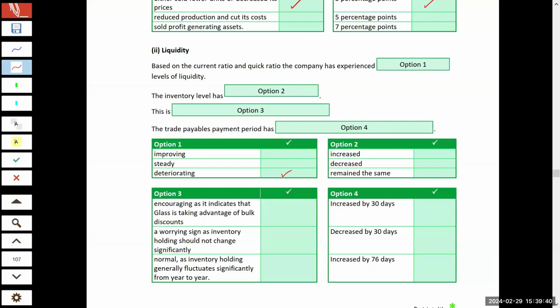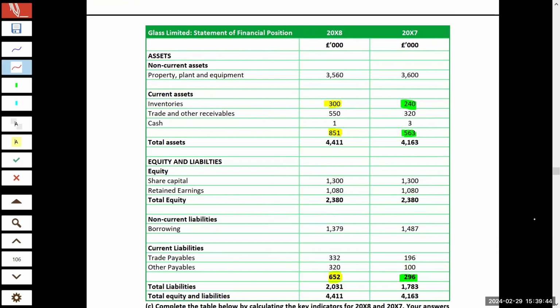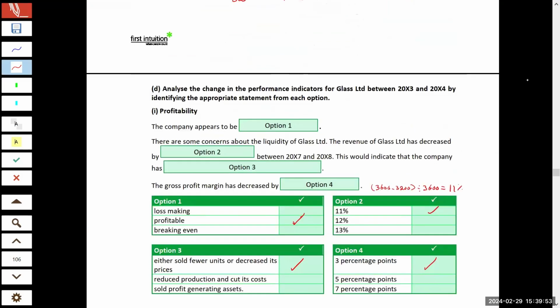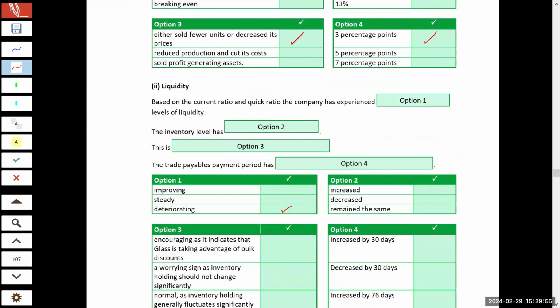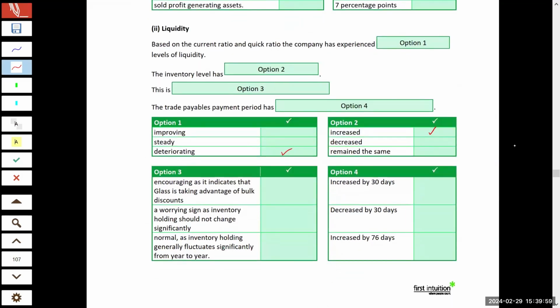The inventory level has what? What do I need to do? Just go to the statement, look at the levels of inventory. It has gone up from 240 to 300. So the inventory level, easy marks again, has increased. This is what?